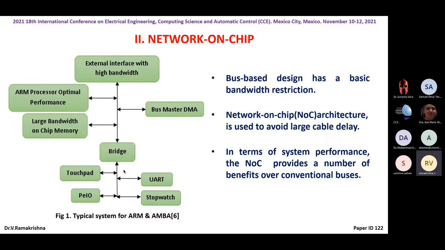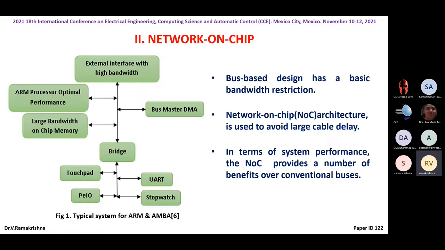Coming to this network on chip introduction, here is a diagram which shows the construction of ARM and AMBA bus structure. The majority of sophisticated bus architectures employ a hierarchical structure to provide a scalable design, but this bus-based design has a basic bandwidth restriction. The drawback is the lengthy wires, and the network on chip architecture is generally used to avoid that large cable delay. In terms of system performance, NoC provides a number of benefits over conventional bus structures. That's why we mainly work on NoC rather than on the bus structure.